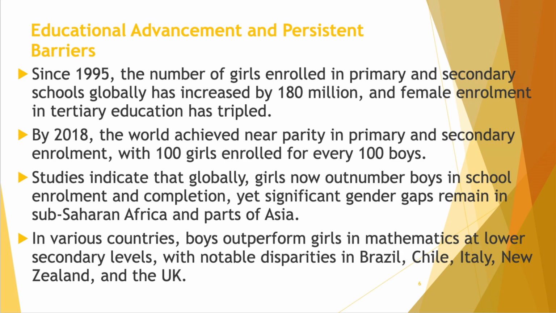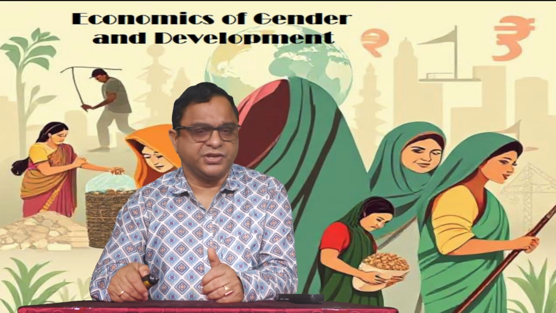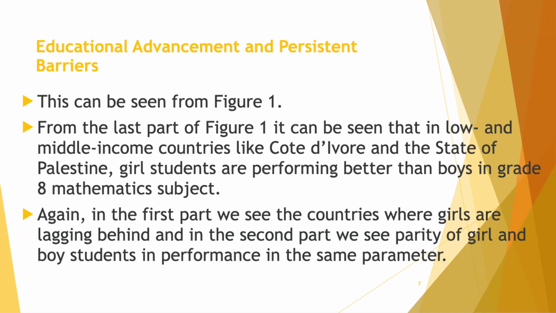And in various countries, boys outperform girls in mathematics, one of the important subjects in school education, at lower secondary levels, with notable disparities seen in Brazil, Chile, Italy, New Zealand, and the UK. And this we can see in figure 1. And from the last part of figure 1, it can be seen that in low and middle income countries like Cote d'Ivoire and the state of Palestine, girl students are performing better than boys in grade 8 mathematics.